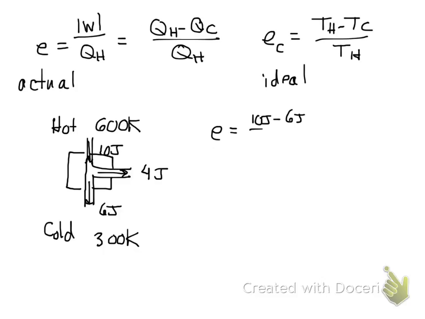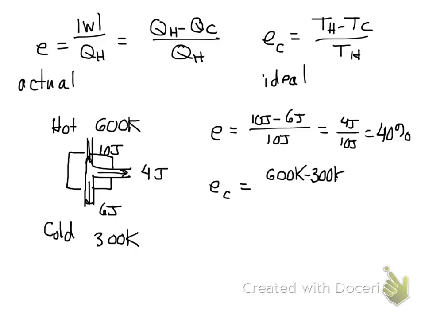We have an engine that has a hot reservoir at 600 Kelvin and a cold reservoir at 300 Kelvin. We have 10 joules of energy leaving the hot reservoir, 6 joules going to the cold reservoir, and 4 joules leaving as useful work. So to calculate our efficiency, we have Q hot minus Q cold, 10 joules minus 6 joules, over 10 joules. 4 joules over 10 joules. Notice that the joules cancel and you end up with 0.4. Convert that to a percentage, that's 40%.